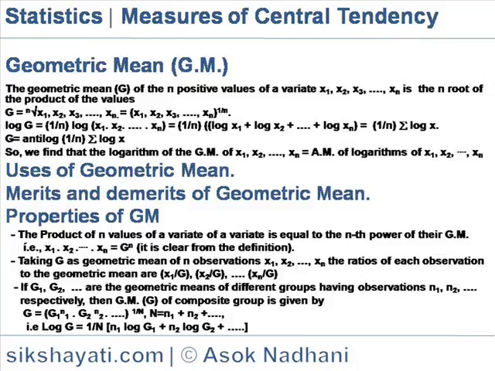Use of geometric mean. It is used to find the average of the rates of continuously increasing changes like population growth, etc. It is considered to be the best average for the construction of index numbers. Merits and demerits of geometric mean.